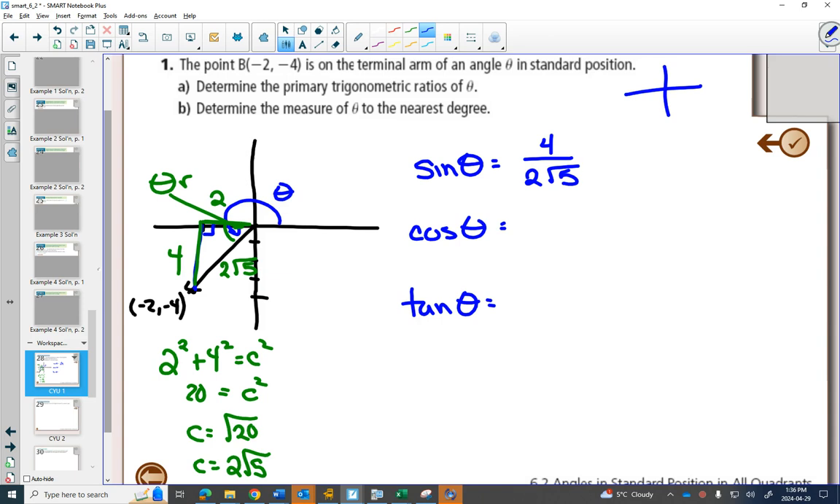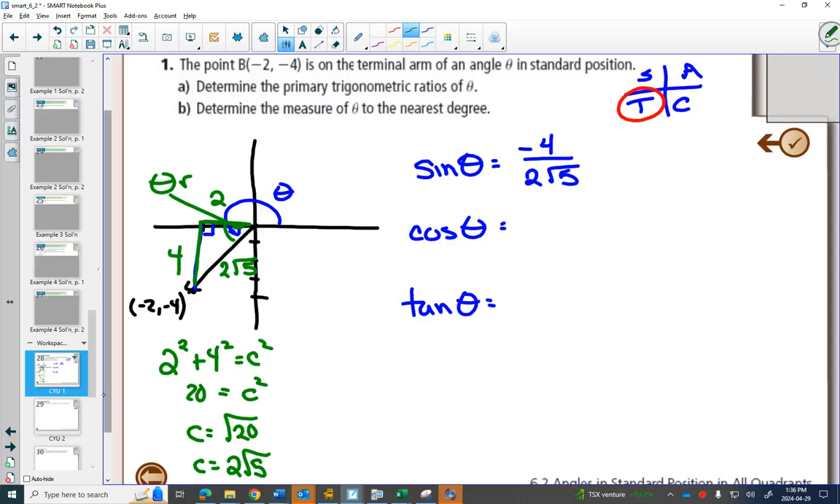And we would think of our CAST rule and say, we are looking right now in quadrant 3. Should sine be positive or negative in quadrant 3? It should be negative, so we add a negative. And now we would lose a half mark for not simplifying. Can you see that the 4/2 can be simplified?